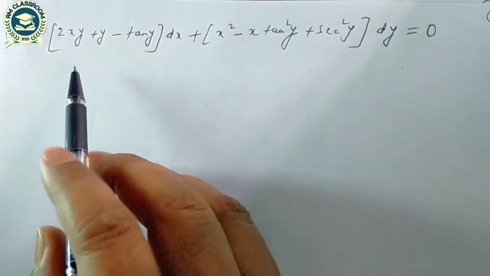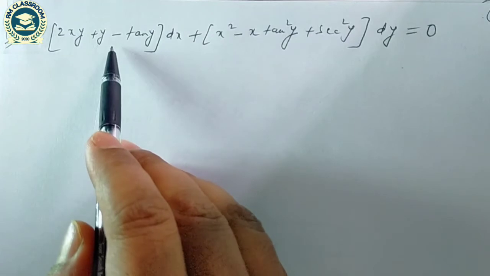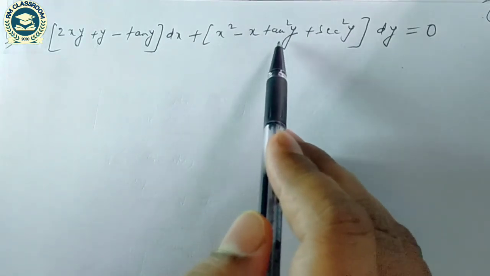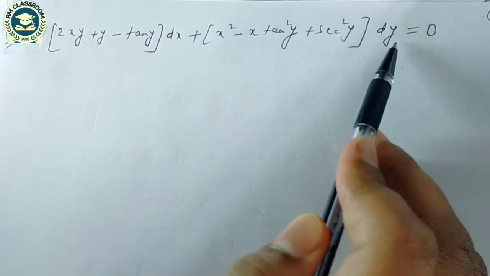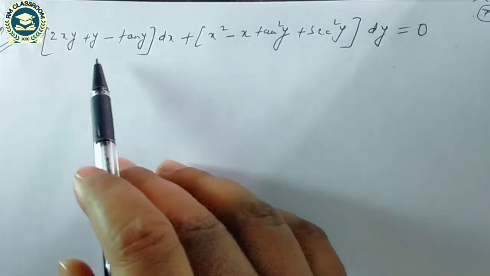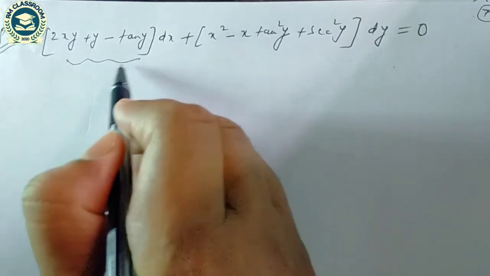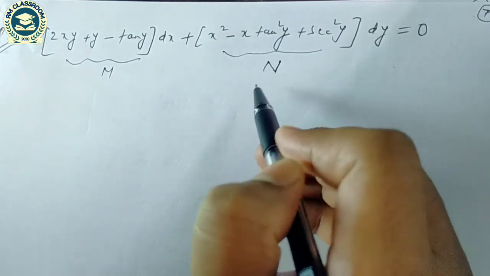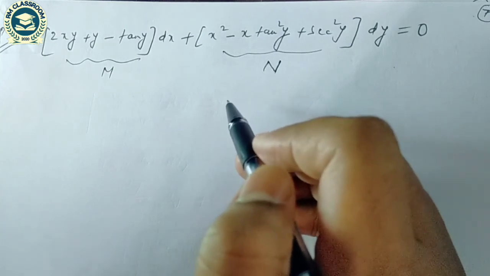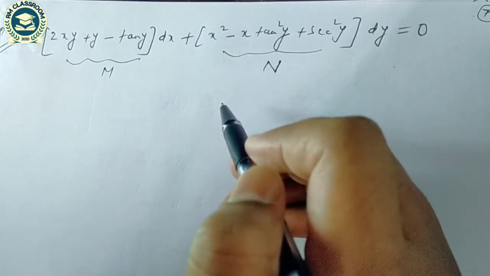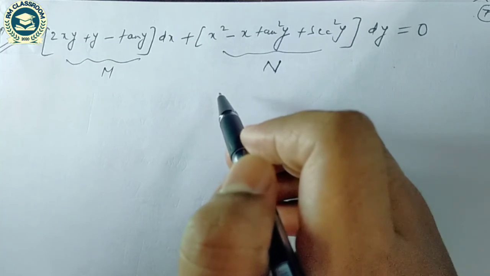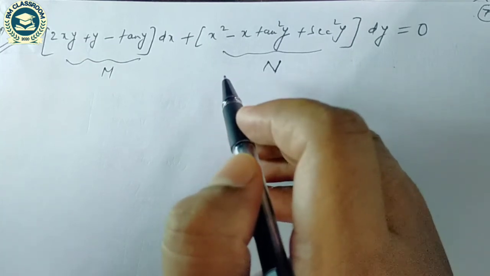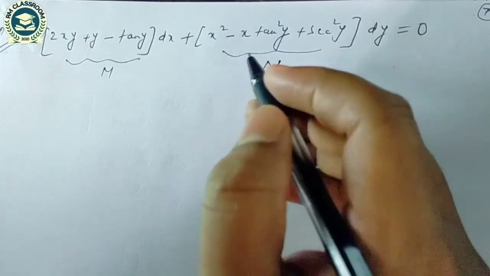So this is another problem: (2xy plus y minus tan y) dx plus (x square minus x tan square y plus sec square y) dy is equal to 0. So this is of the form M dx plus N dy. It is given, but it might be an exact differential equation or not. So we have to check the condition of an exact differential equation, and the condition is del M upon del y is equal to del N by del x.